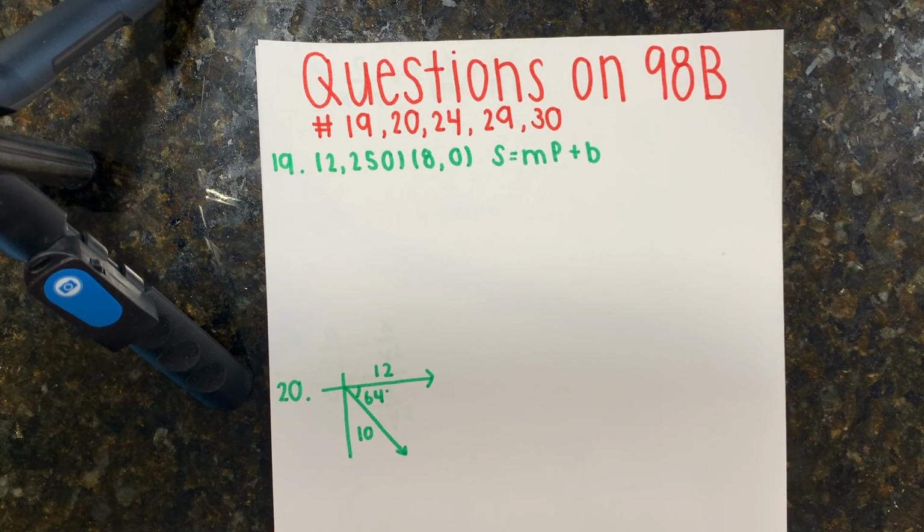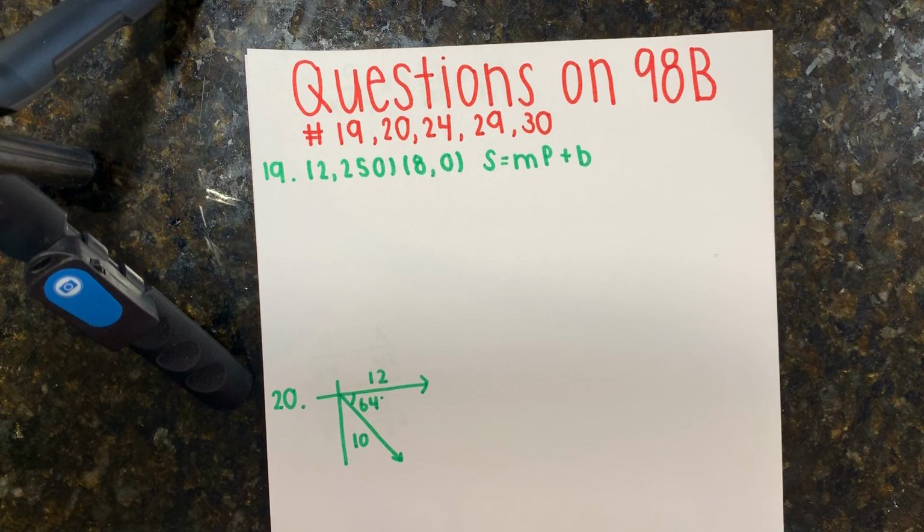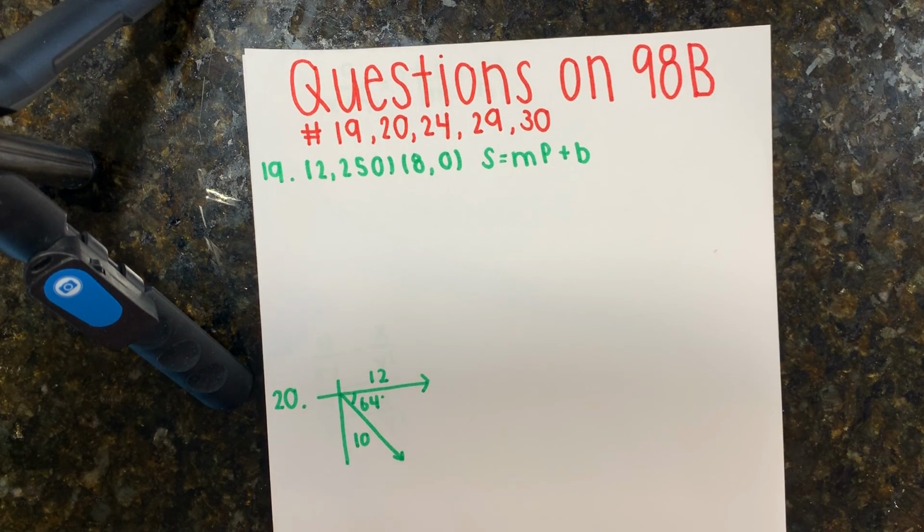Hi everyone, in Algebra 2B, we are going to be going over your questions on lesson 98 part B. We're going to do numbers 19, 20, 24, and 29 and 30.